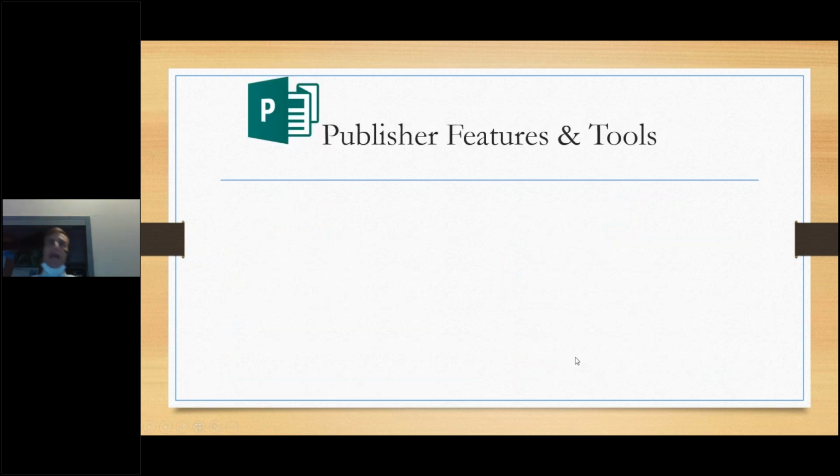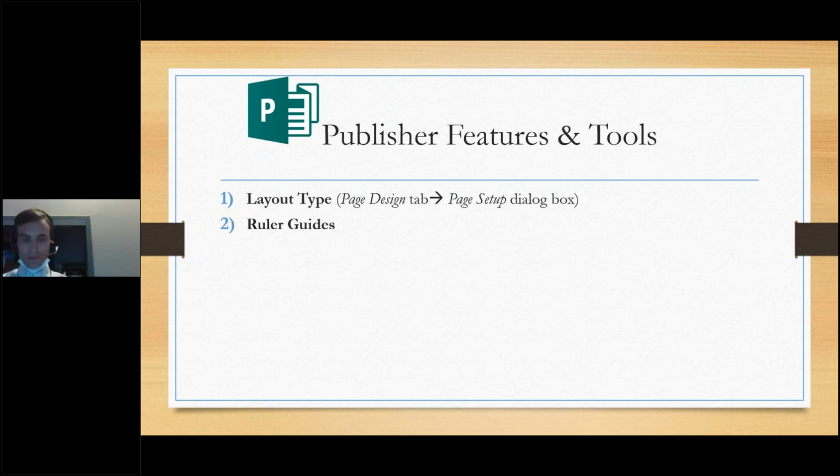So in this class, we're going to be talking about some key Publisher features and tools. We're not going to be only talking about these, but I want to go over a few important ones because they're unique to Publisher. You won't find them necessarily in other Office applications. The first of which is layout type. In our page design tab, as we'll see shortly, we can select from various layout types that are built in, and they save us a lot of work.